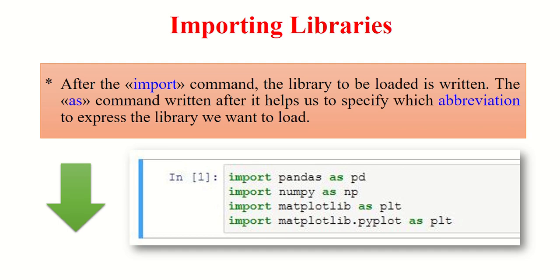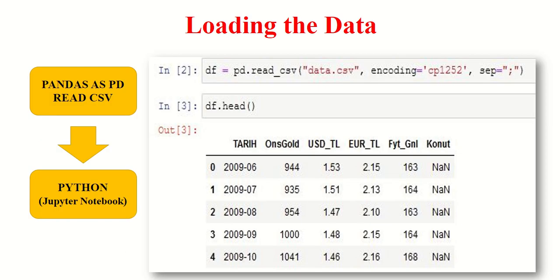Libraries are loaded with the import command. After the import command, the library to be loaded is written. The as command written after it helps us to specify which abbreviation to use to express the library we want to load. The data is loaded into the Python work as in the slide with the help of the pandas library.